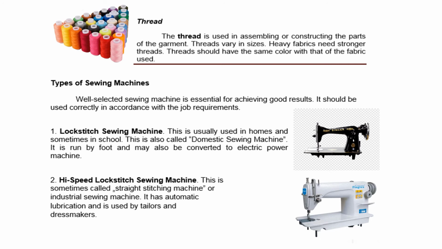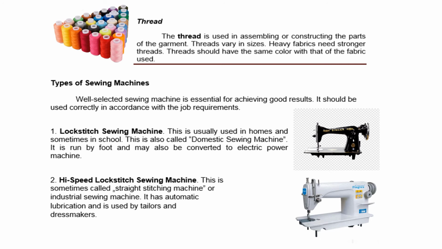Now, let's move on to the thread. The thread is used in assembling or constructing the parts of the garment. Threads vary in sizes. Heavy fabrics need stronger threads. Threads should have the same color as that of the fabric used. So, kung sa atong pinulungan, mao siya atong natawag og hilo. Okay? Gets? Any questions? Any clarifications? None? Then now let's proceed to the types of sewing machines.